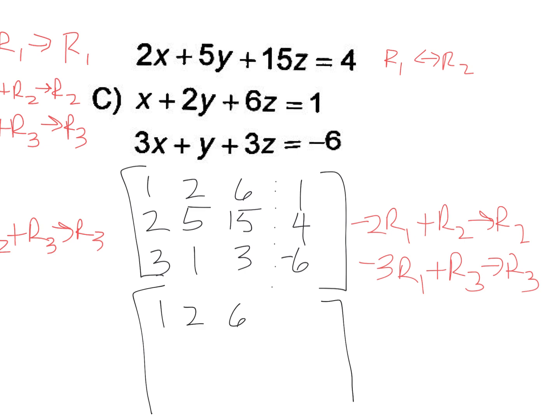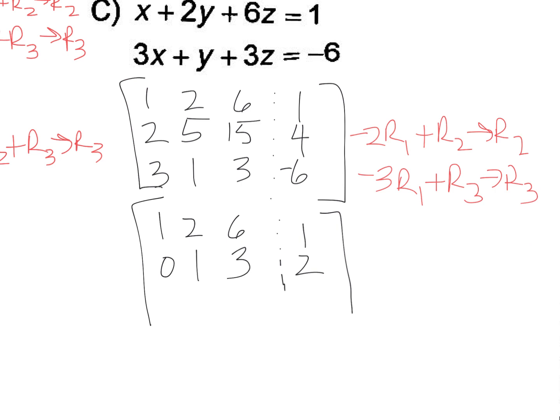Rewrite the first. So now I'm going to combine these. I'm doing this operation right here. So negative 2 plus 2 gives us 0. Negative 2 times 2 is negative 4 plus 5 is 1. Negative 2 times 6 is negative 12 plus 15 is 3. Negative 2 plus 4 is 2.